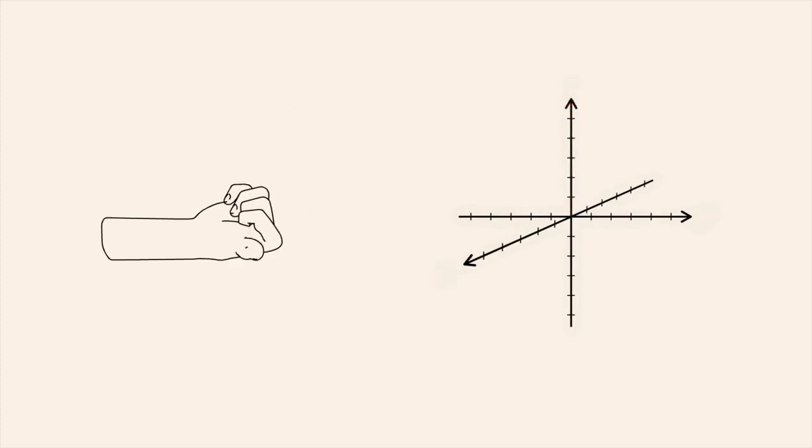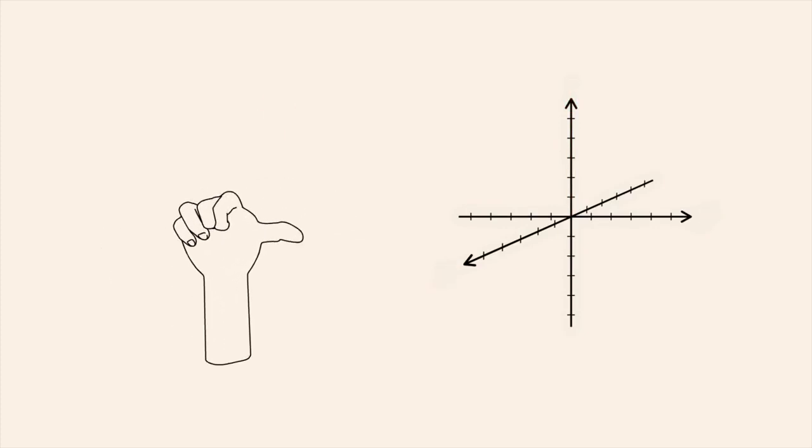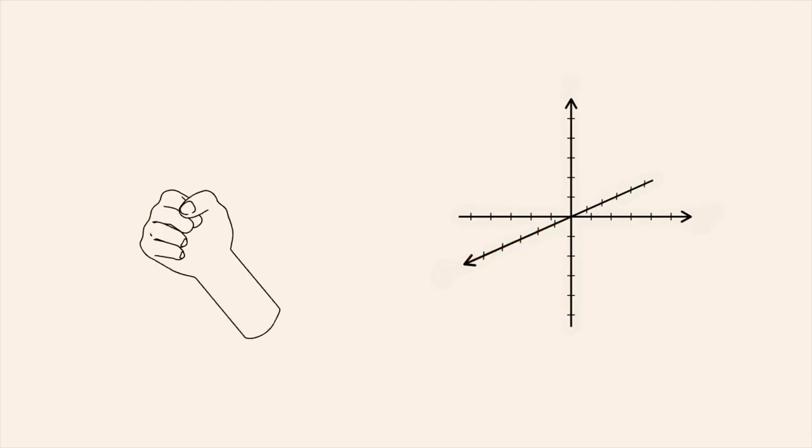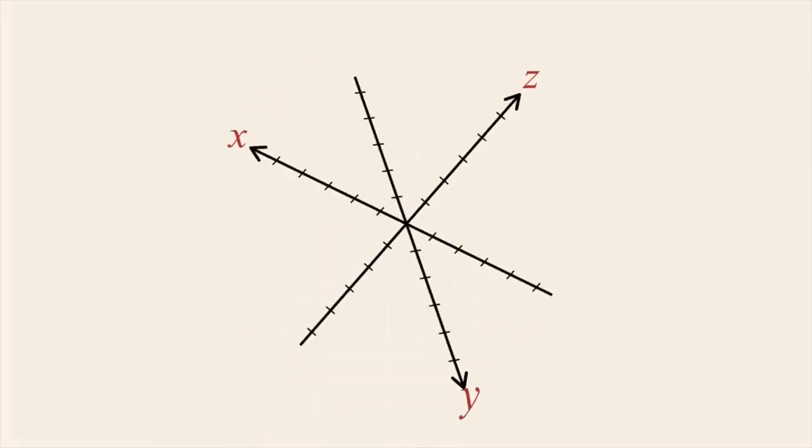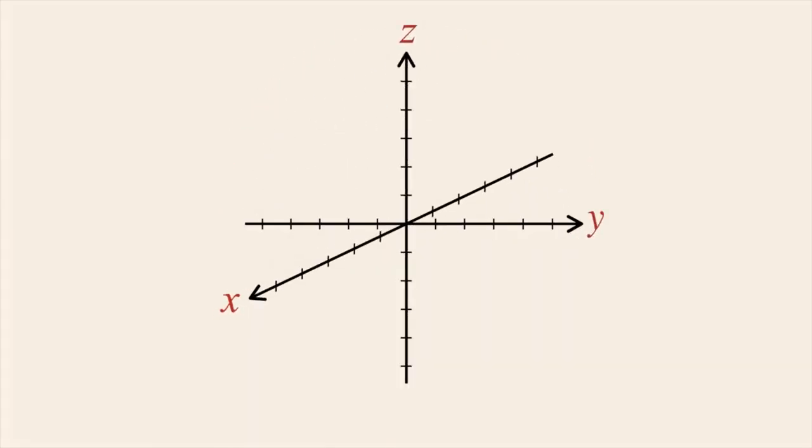For example, we could arrange the axes so that the positive x-axis points to the right and positive y points up. In that case, the right-hand rule tells us that positive z must point out of the page. Or we could orient the axes with positive x pointing up, positive y pointing out of the page, and positive z pointing to the right.